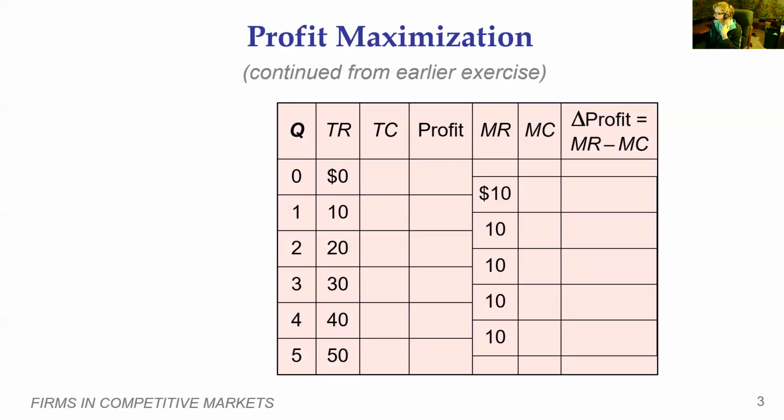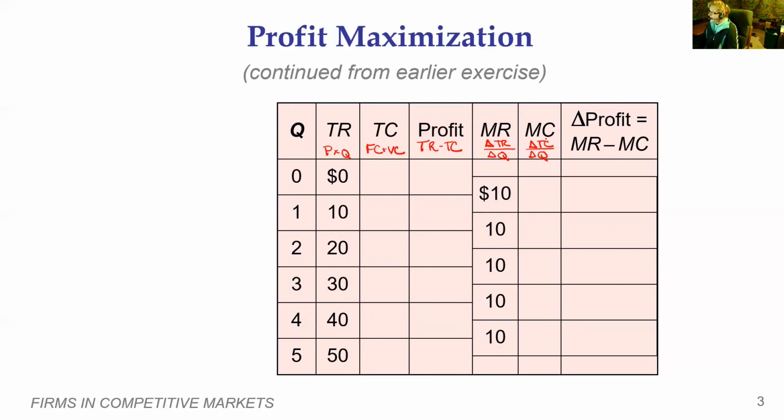This is similar to what we looked at in the previous exercise. We just pulled the total revenues off from here. At this point, we don't know the total cost. But remember, profit is equal to total revenue minus total cost. Total cost is equal to fixed cost plus variable cost. Total revenue is just price times quantity. Marginal revenue is the change in total revenue divided by the change in quantity. And marginal cost is the change in total cost divided by the change in quantity.